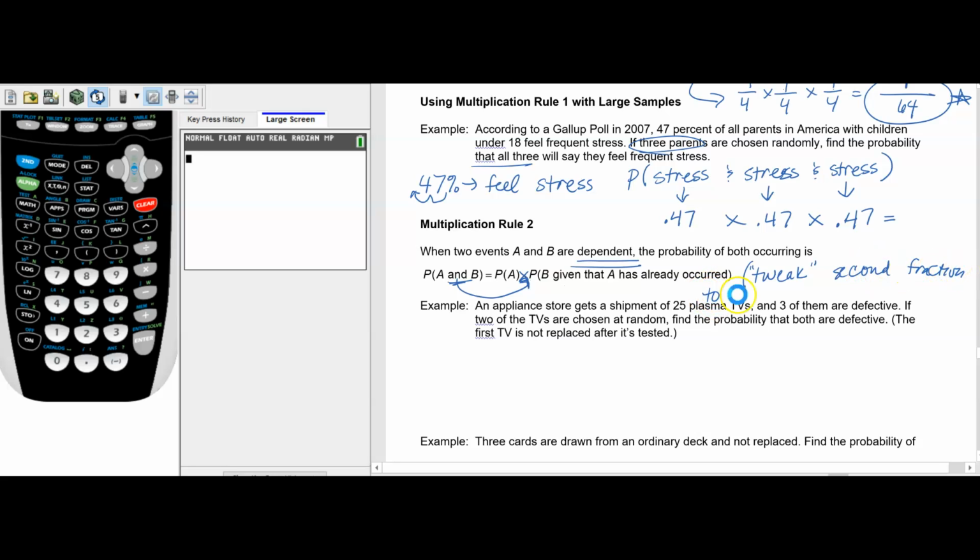to reflect that A has already occurred. And let me show you what I mean by that. So let's look at this example.